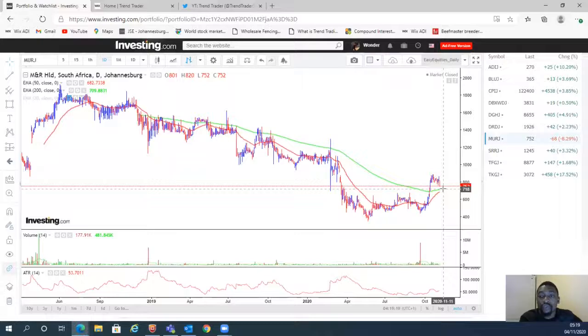Also, you must note that there is this confluence here, the 50-day moving average going to cross the 200. So we're not predicting it, we're just expecting it to happen. If it happens, it will happen. If it doesn't happen, it doesn't happen. We're not saying that it will definitely happen.